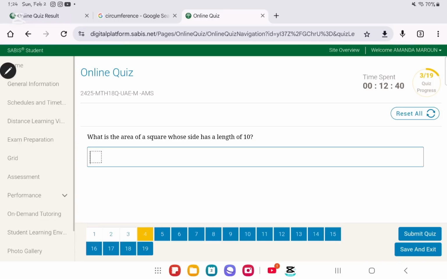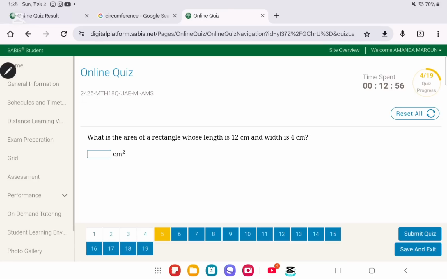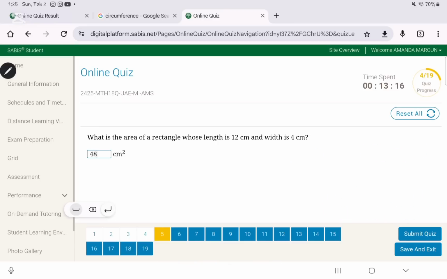Moving on to question number 4, they said what's the area of a square whose side has a length of 10? Very simply, we know that a square, the area is side times side, so it's gonna be 10 times 10, which is 100. Moving on to question number 5, they need the area of a rectangle whose length is 12 centimeter and width is 4 centimeter. So we know area of rectangle is length times width, okay? So the length is 12, width is 4, so it's gonna be 48 centimeter squared. So the answer here is 48.